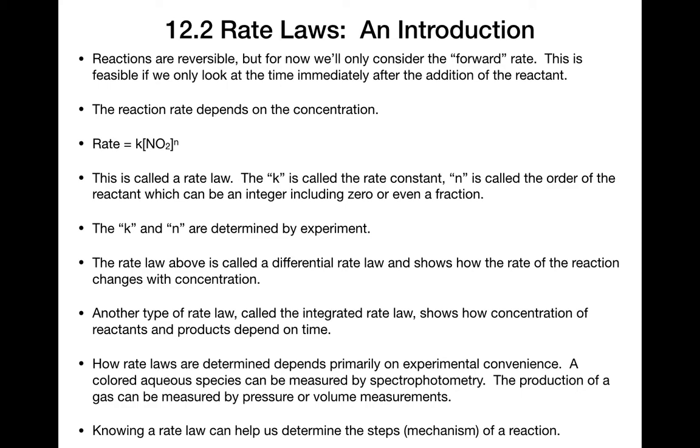The rate law as formatted above, rate equals k[NO2]^n, is a form of the rate law called the differential rate law. What the differential rate law shows is how the rate depends on concentration. There is a second type of rate law called the integrated rate law. Some of you have possibly seen a connection between kinetics and calculus here, differentials and integration and all that. The integrated rate law shows how the concentration of reactants or products depends on time.